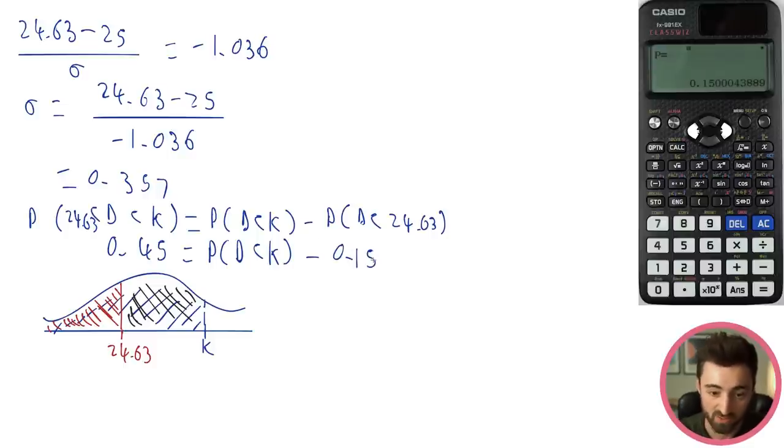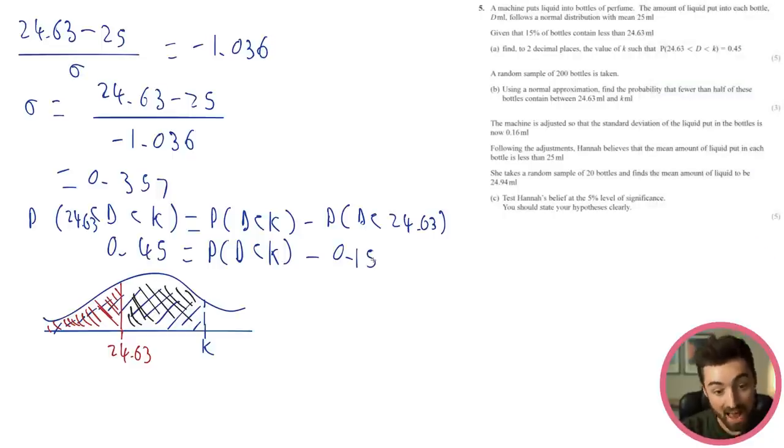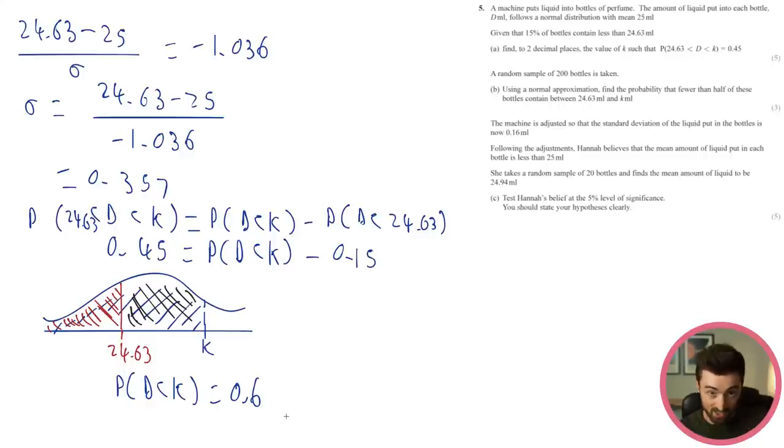Got a load of zeros after it, but 0.15 will do. So, add that to this side, and what do we get? We get the probability that D is less than K to be 0.6. This is now a job for the inverse normal, because now it's going the other way. It's saying, okay, we've got the area that this represents. Tell me the number on this horizontal axis.